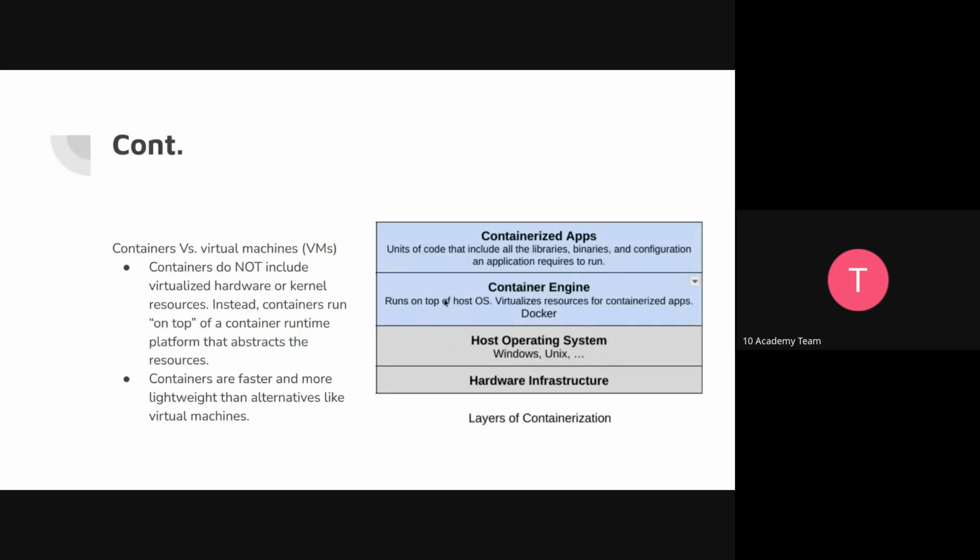And then on top of that, the container engine will run. So this is like what Docker does. When you install Docker, of course, to run a container, you have to have a container engine installed on your machine. That's what allows you to run a container. So on the topmost will be the container running, also a containerized app.